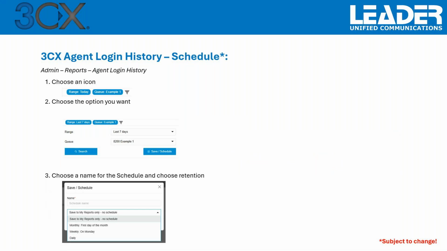Again, that would then be the schedule of that setup. And you can see we have the range where we can define if it's 1 day, 7 days, the last 30 days, or yesterday, and then we have a single queue to choose. We cannot choose multiple queues in that report as well.